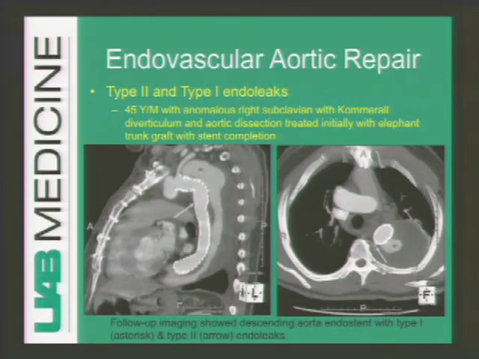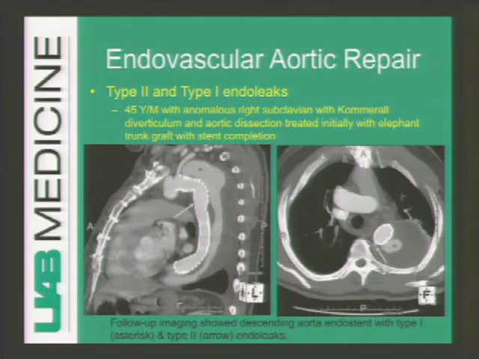Here's another patient, a 45-year-old who had an anomalous right subclavian artery with a Kommerell's diverticulum and an aortic dissection. Dissection was a type A, and so they were treated with an elephant trunk or a modified elephant trunk procedure with stent completion. And you can see on this sagittal reconstruction, here's the endovascular stent graft. Here's all the contrast in the false lumen and the aneurysmal dissection of the part that's supposed to be excluded. And it was felt to be coming from the proximal attachment site of the stent and extending downwards. When you do stent graft therapy for dissections, you always get some flow, because they never extend them all the way down to completely occlude the dissection.